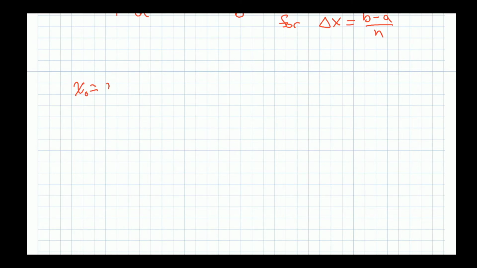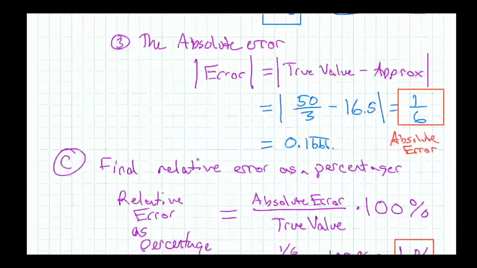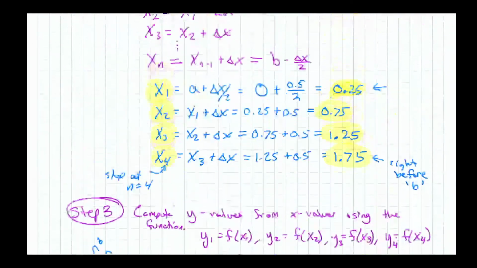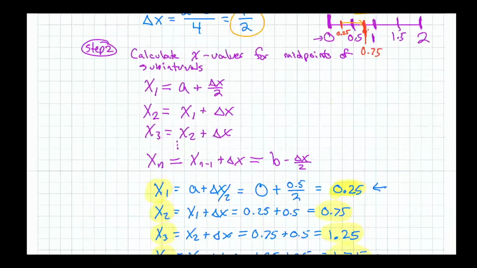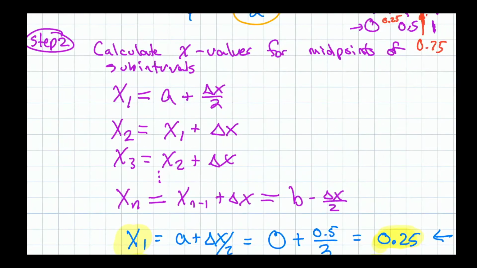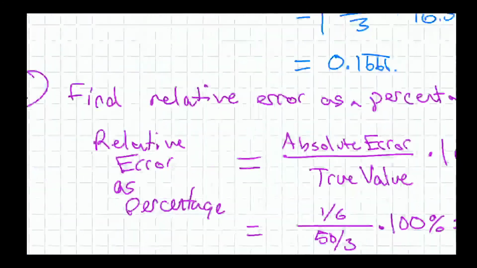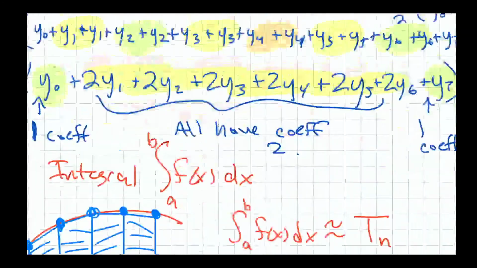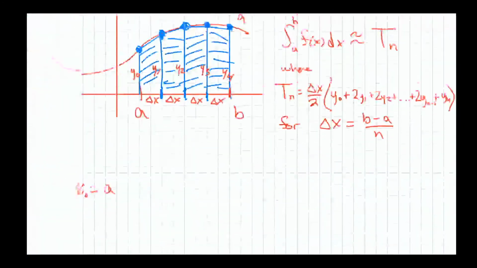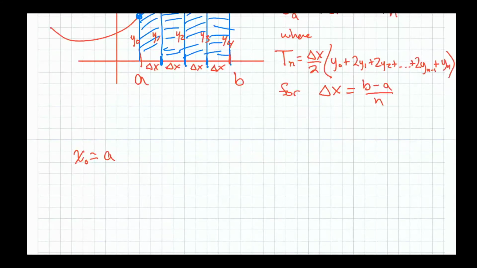So x0 is going to be a. Now, this is a little bit different. You may remember from the last lecture that when we defined the x values for the midpoint rule, the first one was a plus delta x over 2, to get it to the midpoint. We don't have any midpoints when we're doing the trapezoidal rule. So your first x value, x0, is just a.